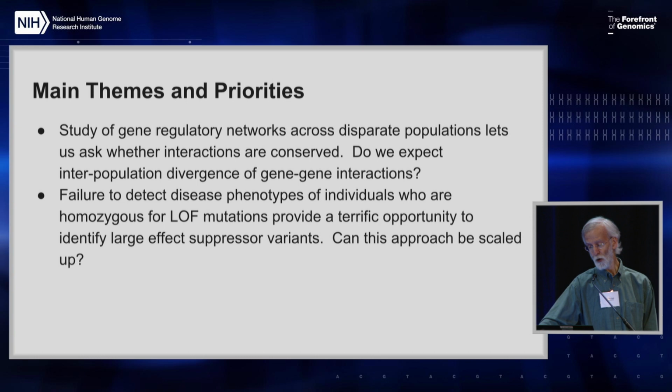Study of gene regulatory networks across disparate populations is also something we'd like to see happen, where we can actually ask about the stability of those inferred interactions. Do all populations show the same nature and amount of such interactions, and do we expect that?